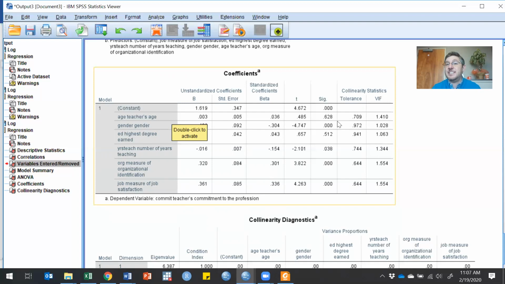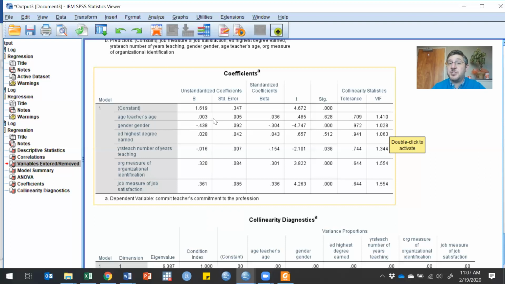We also get a significance test on each one of these coefficients. So, for teacher's age, it's saying that it's not statistically significant. So there is no significant relationship between teacher's age and commitment, which we can kind of see from the small effect here.